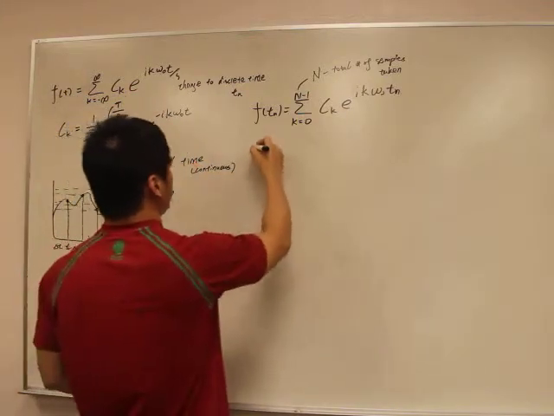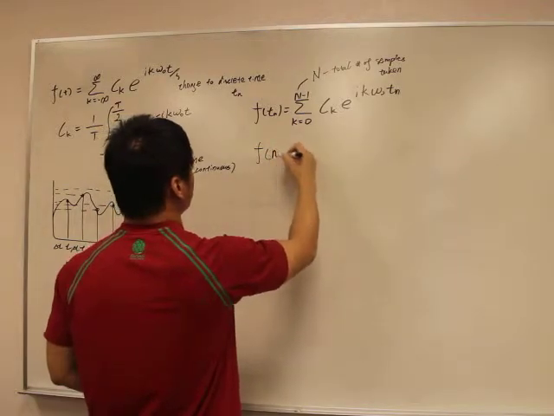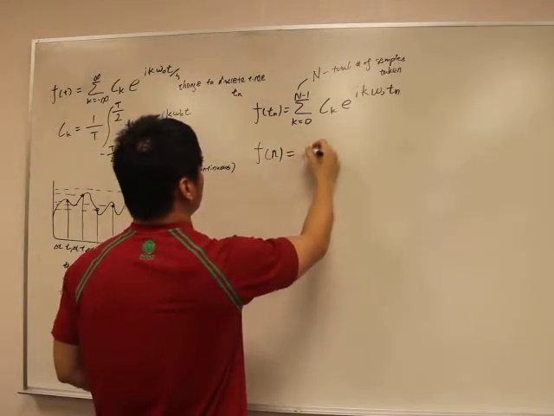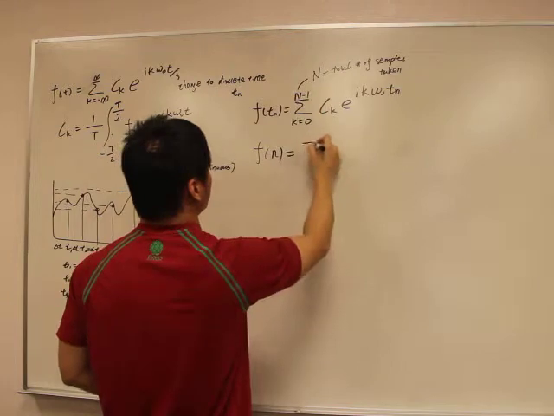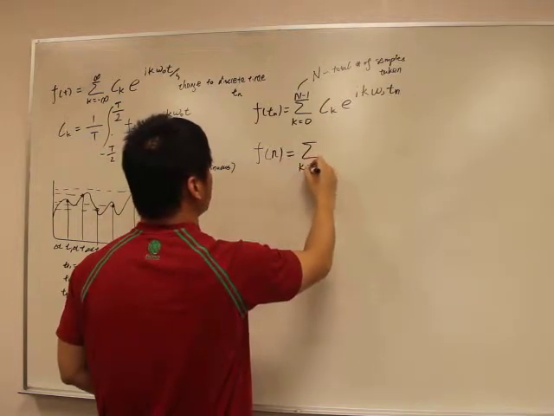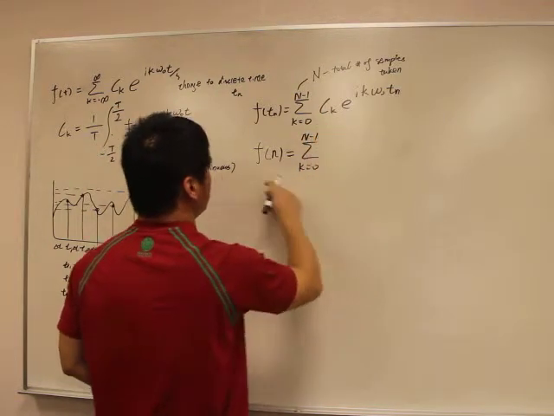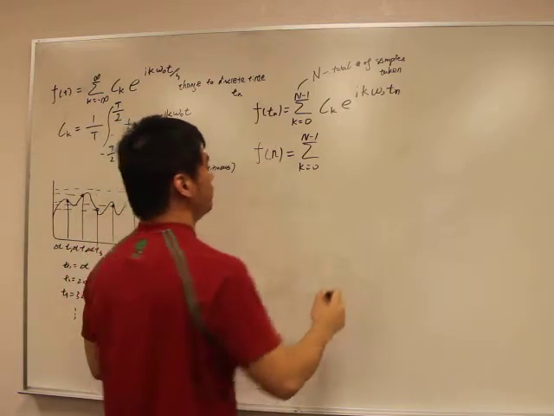To simplify this equation, we can just use the small n to go with the capitalized N. N is just the number of samples we take.